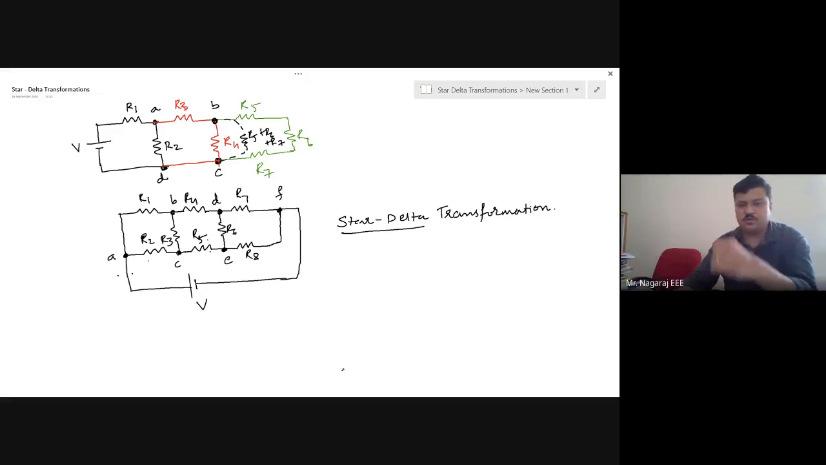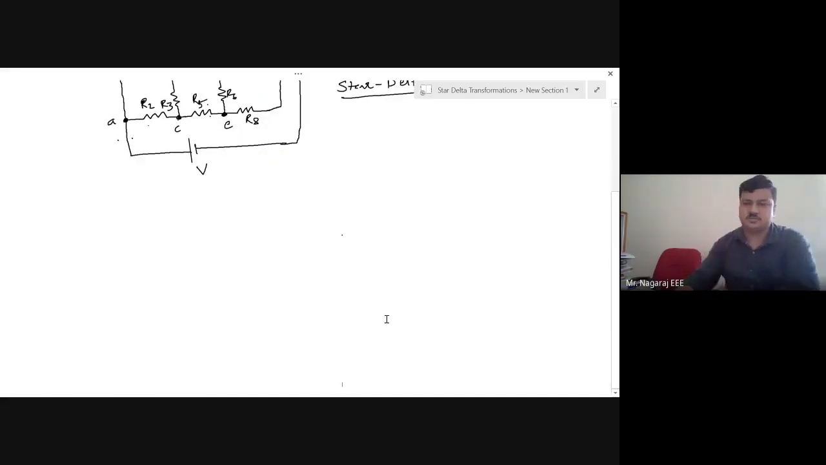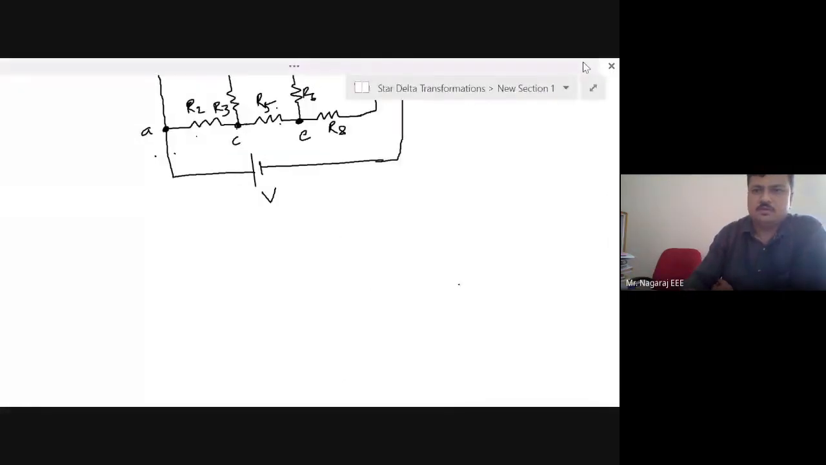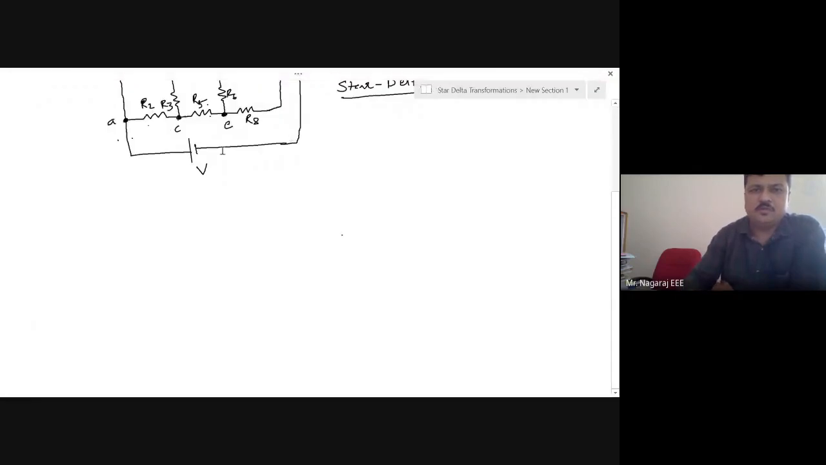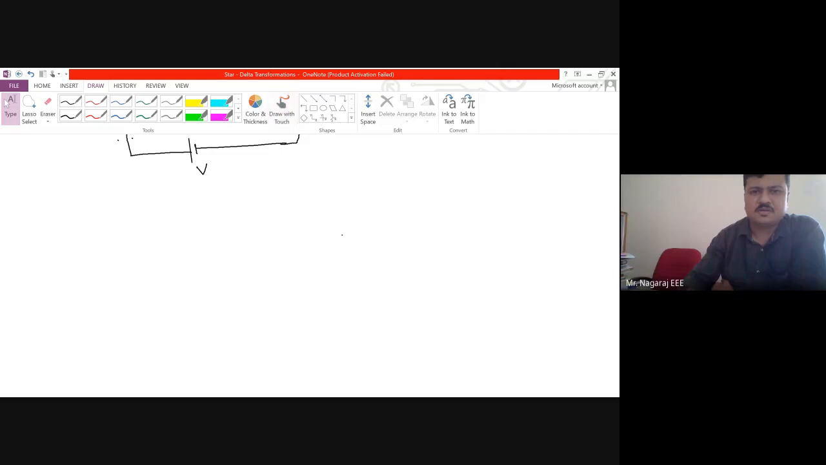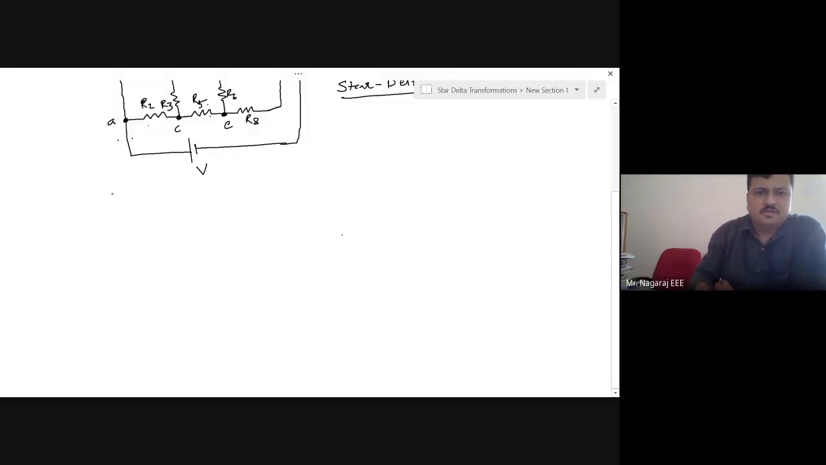Now first we have to look into what is star and what is delta connection. You have come across this in basic electrical engineering in three-phase networks. Yes? You remember, or has it already evaded your memory? Yes, star connection and delta connection.